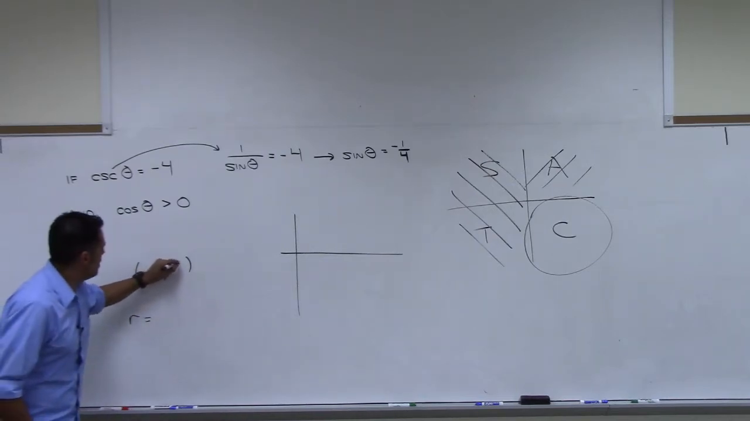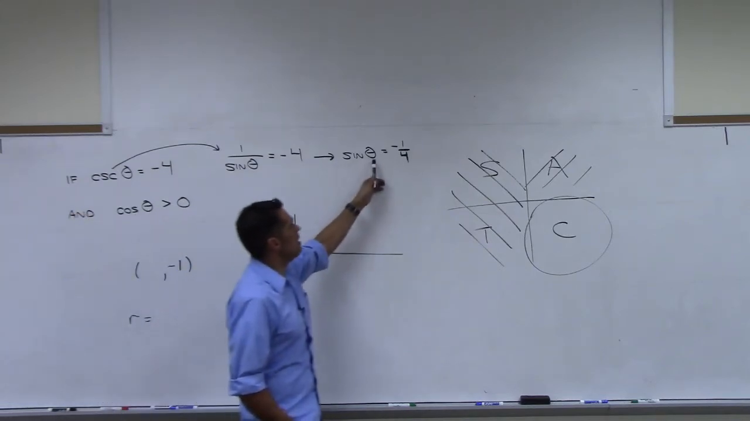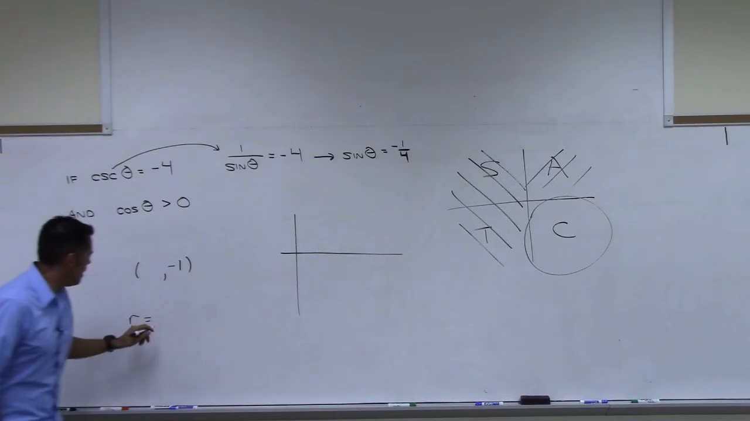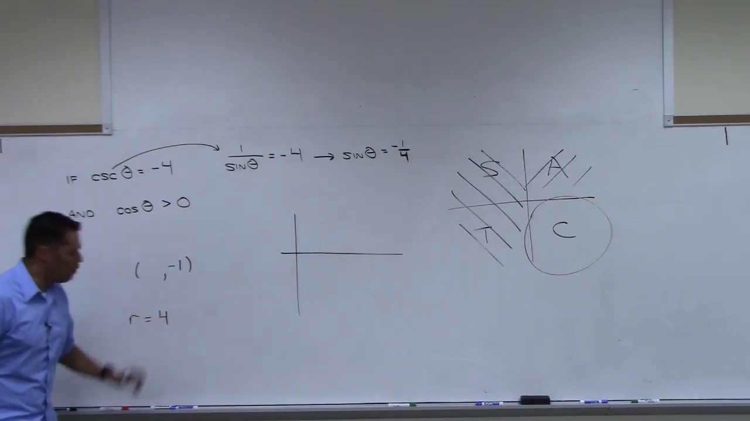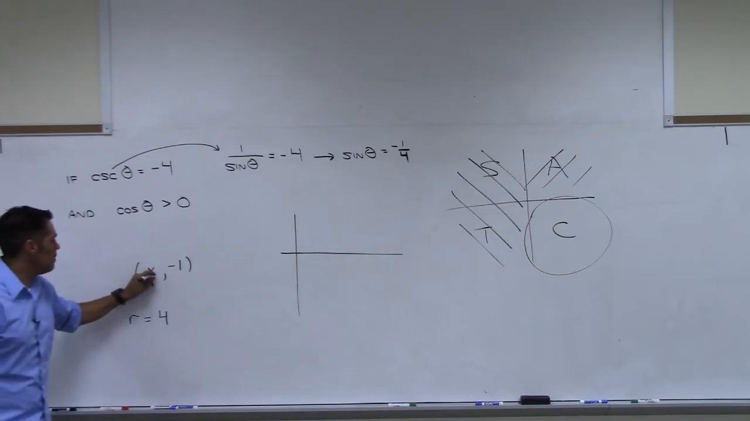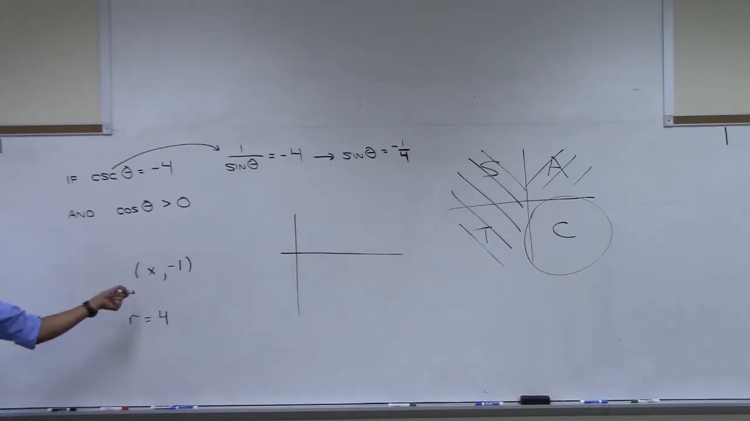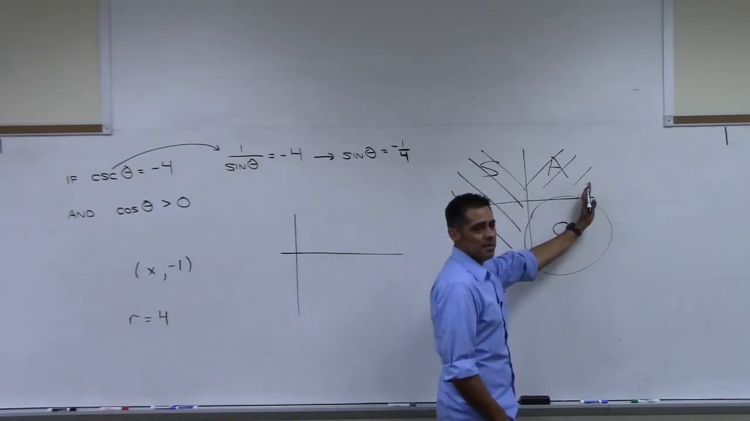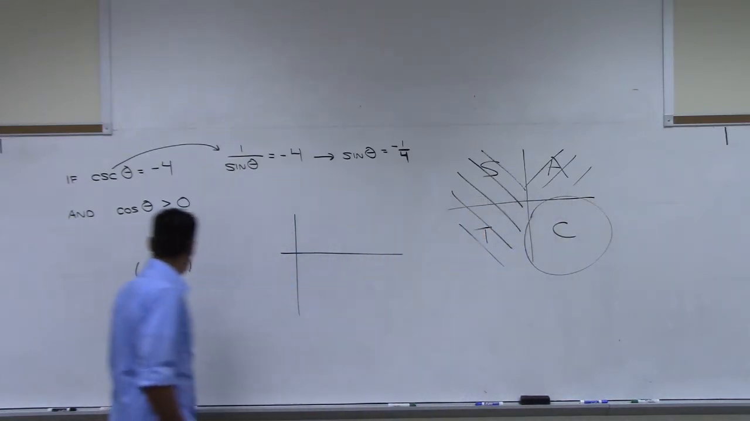So -1 here can be my y, because remember, sine theta is y over r, right? So -1, and then I can say my radius is 4. And all I really need to do now is figure out my x. And I know my x has to be positive, don't I? Because I'm in the fourth quadrant, my x coordinate has to be positive. So then you can just use Pythagorean.